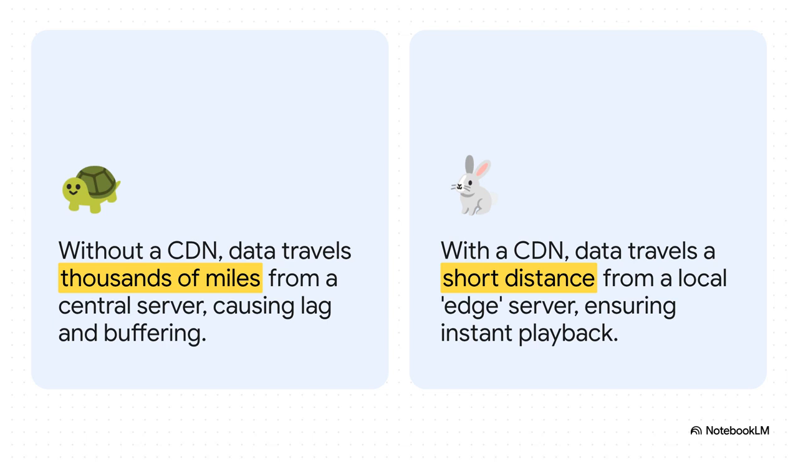Without a CDN, if you're in, say, Tokyo and you hit play, your request might have to travel all the way to a data center in the US. That long trip is what causes lag and buffering. But with a CDN, YouTube basically stashes copies of videos on servers all around the world. So your request just has to go to the local server right down the road, making playback feel completely instant.